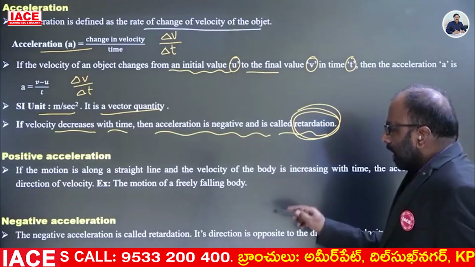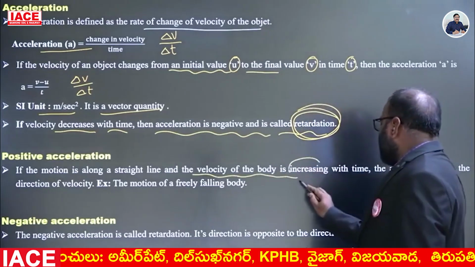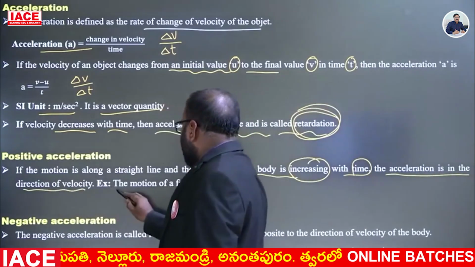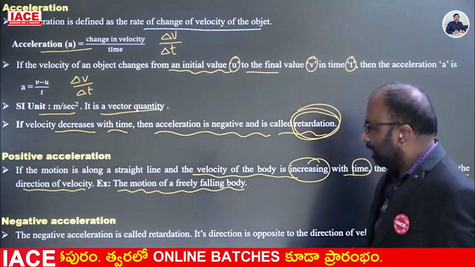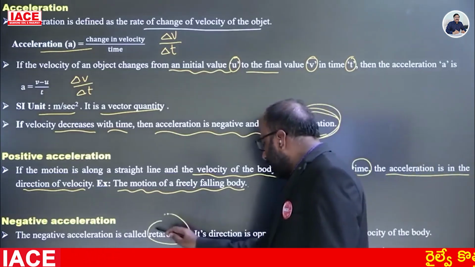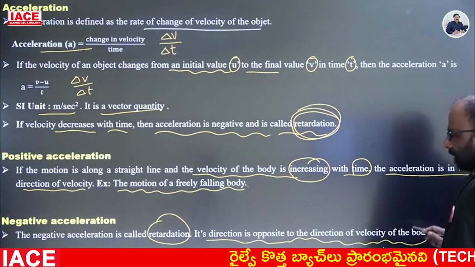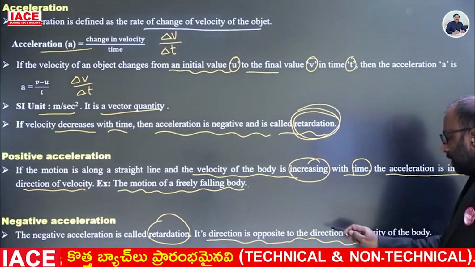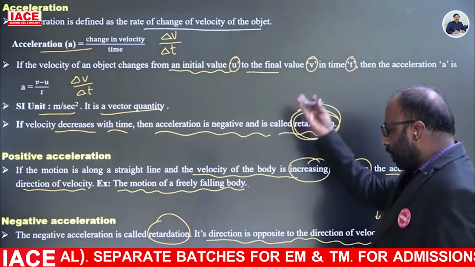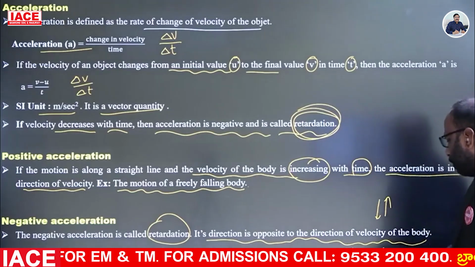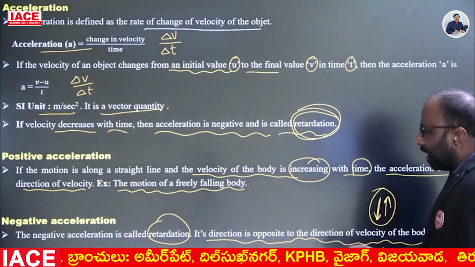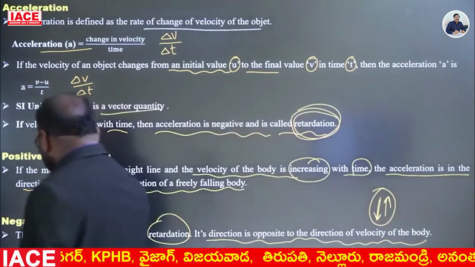Positive acceleration: if the motion is along a straight line and the velocity of the body is increasing with time, the acceleration is in the direction of velocity. Example, the motion of a freely falling body. Negative acceleration is called retardation. Its direction is opposite to the direction of the velocity of the body. Example, when a body is thrown vertically upwards, its acceleration is negative due to opposing gravity. Gravitational force is downwards, but the object is moving in the upward direction. This kind of acceleration is called negative acceleration or retardation.